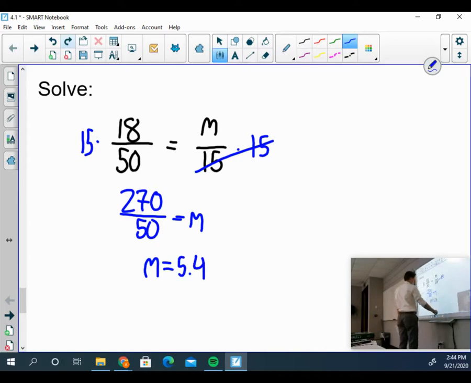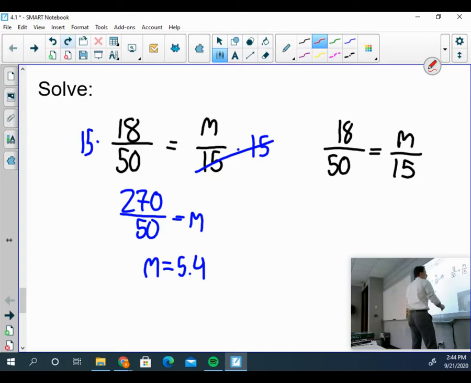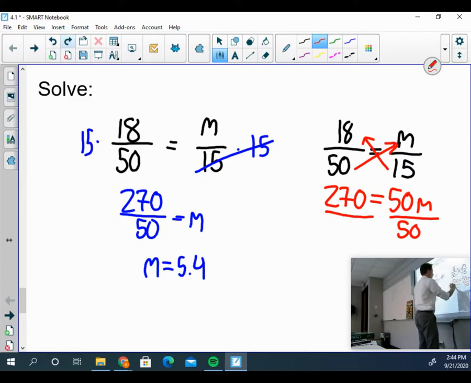Now you heard me use the phrase cross multiply earlier. What does that mean? Well, another way to solve the proportion is to simply multiply across the equal sign diagonally, and it sets up a little algebraic equation. 18 by 50 gives me 270. 50 times m gives me 50m. And you end up solving the exact same problem.